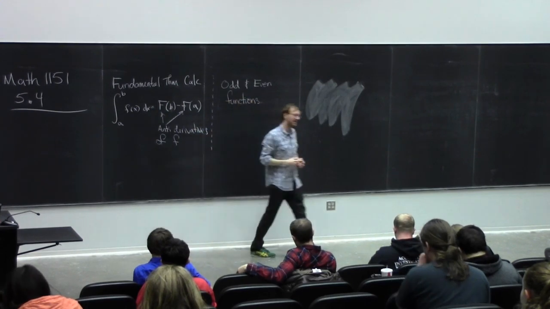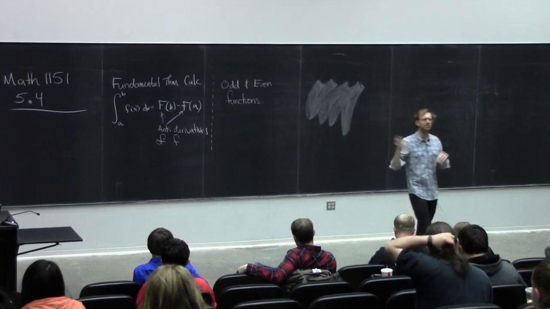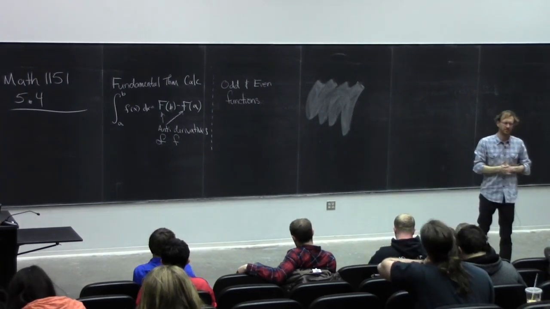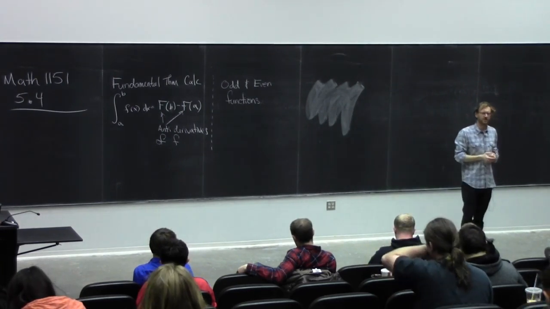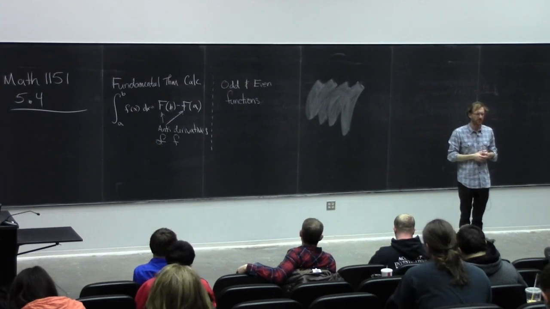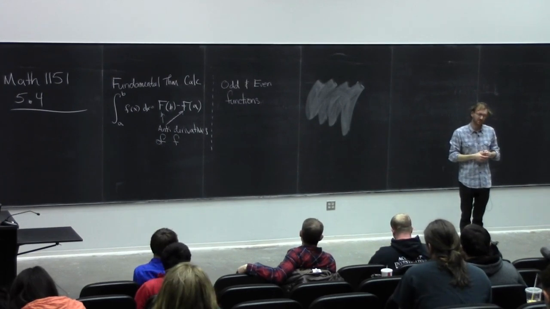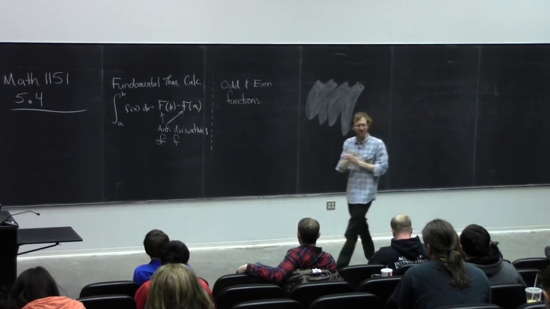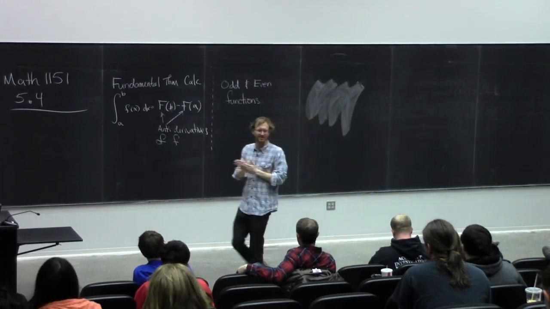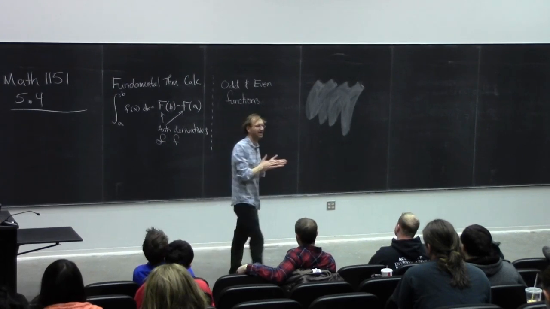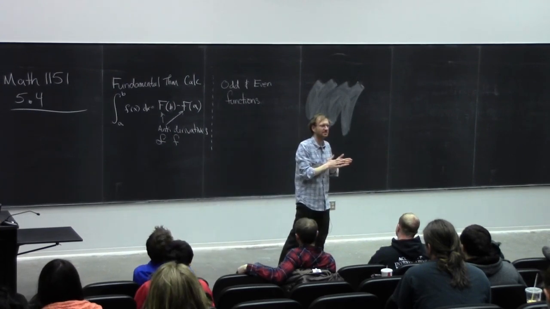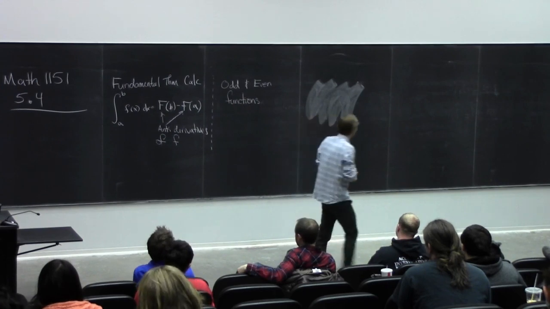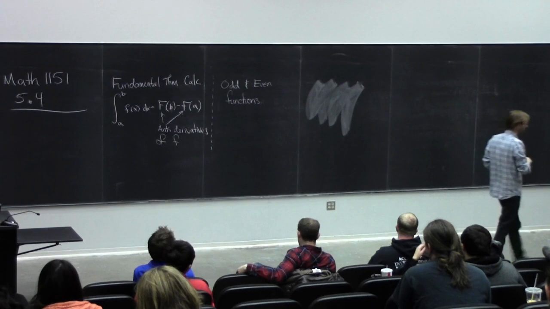Odd and even functions. Now, we have odd and even numbers, right? Every number is either odd or even. Is that true? Is 0 odd or even? 0's even. And is -2 odd or even? It's even. Is 1/2 odd or even? I don't know. Okay, odd and even only makes sense for integers.